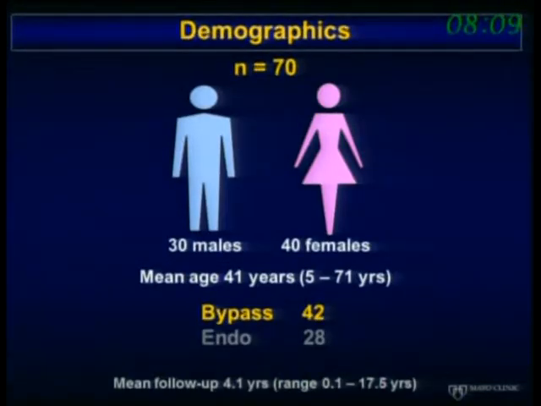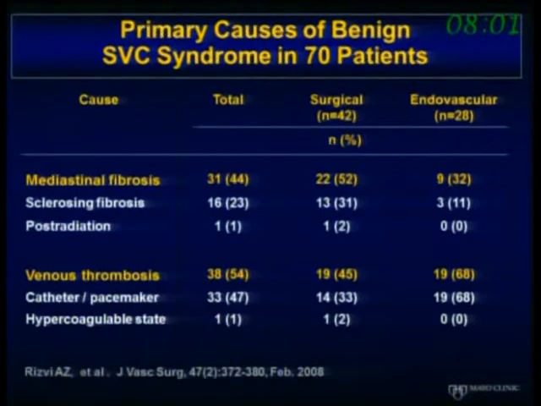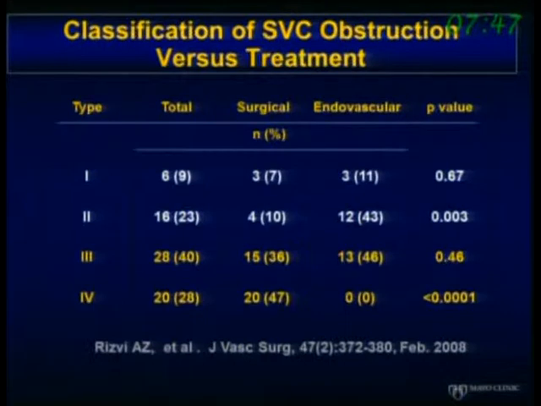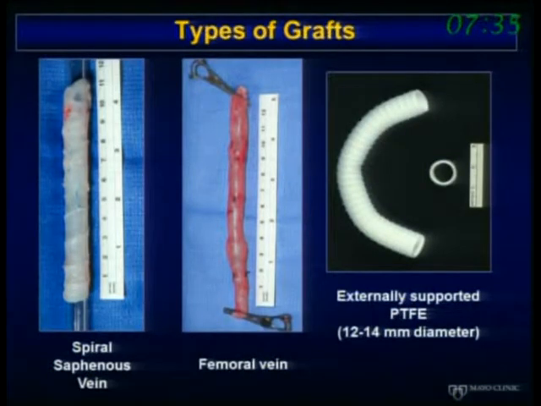Among the 70 patients so treated, 30 were male, 40 were female, and 42 of these were open bypasses, and the follow-up in this study was 4.1 years. If we examine primary causes, it was mediastinal fibrosis in about 44%, and venous thrombosis related to catheters or pacemaker wires in 54%. If we classify the type of SVC obstruction with the type of intervention, it's really those that had type 3 and 4 SVC obstruction that underwent operation.